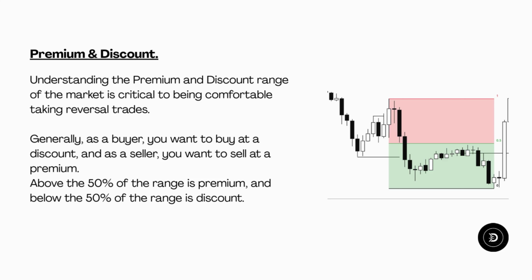Now, above 50% of the range is premium, and below 50% of the range is discount. On the image to your right, you see the red shaded area, which is premium, and the green shaded area, which is discount. Liquidity resting above 50% is buy side liquidity. Liquidity resting below 50% is sell side liquidity. Premium, discount.